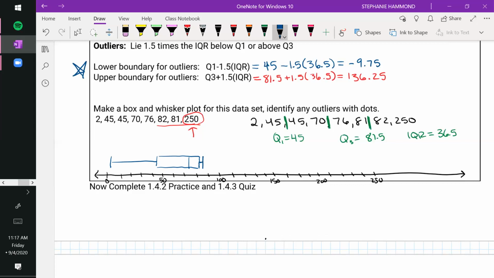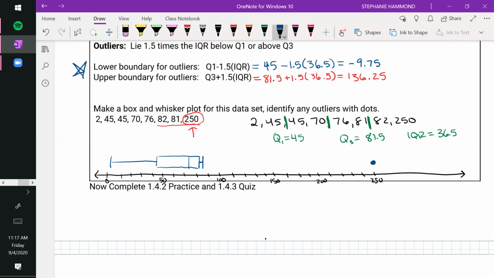And I have a very short right whisker. This is definitely left skewed at the moment. But for my outlier, 250, in a modified box plot, we add these little dots. And that's what it looks like. And that's the end of 1.4.